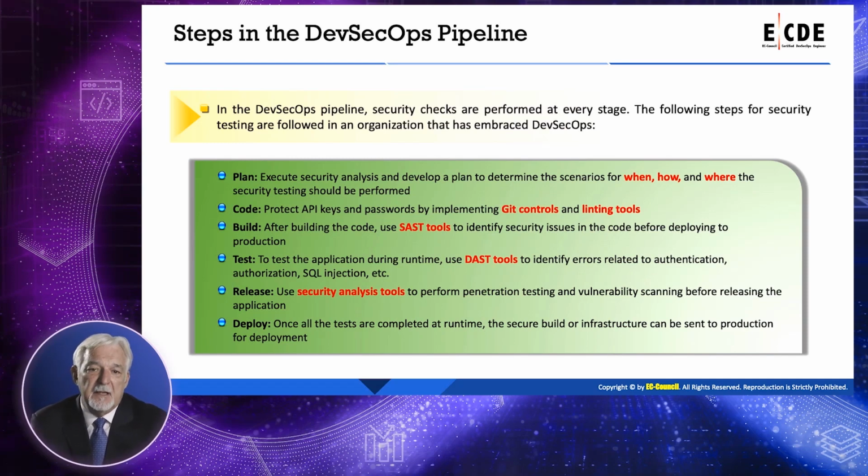When testing, to test an application during runtime, you could use the dynamic application testing tools to identify errors related to authentication, authorization, issues with SQL injection, etc. Upon release of the code, you use security analysis tools to perform penetration testing and vulnerability scanning before releasing the application. And of course, once it's released, you have deployment. Once all these tests are completed at runtime, the secure build or infrastructure can be sent to production for deployment with a fairly high assurance that what you have is secure and safe.